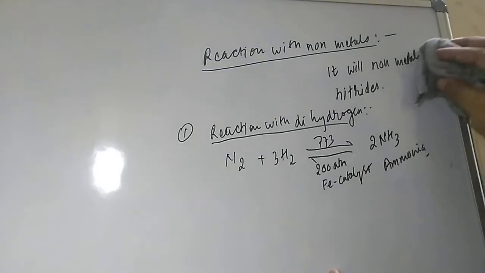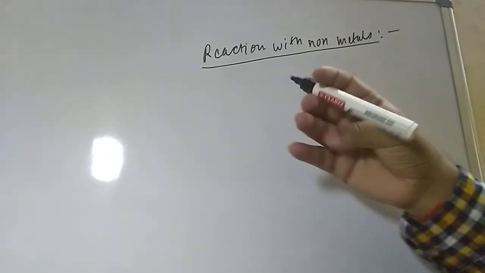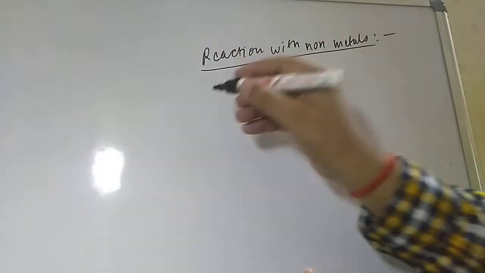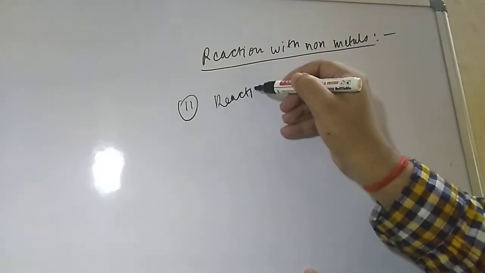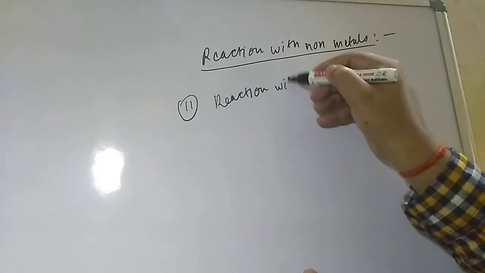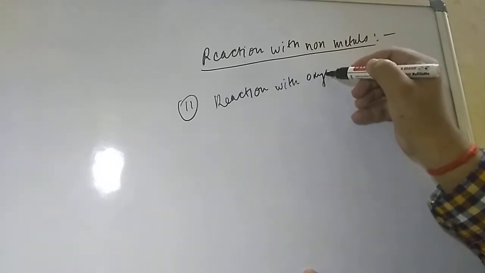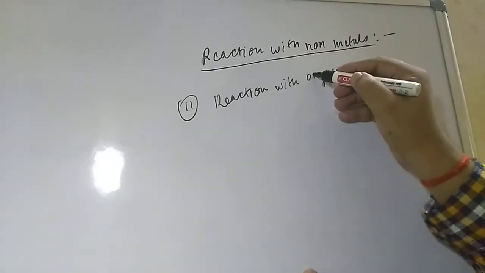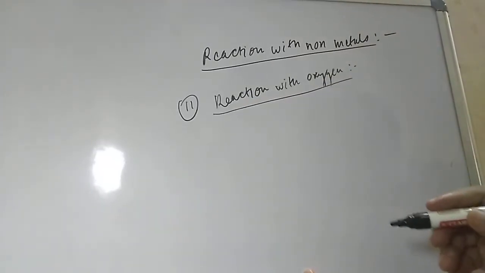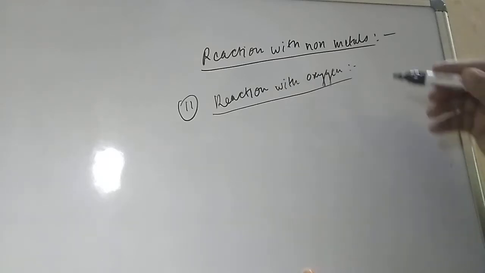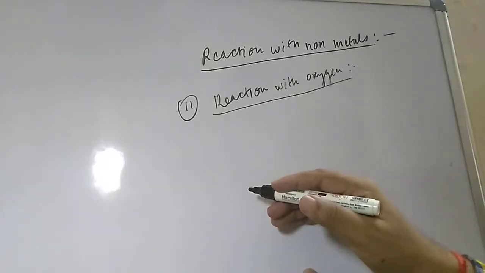Now let us see the reaction with some other non-metals. Reaction with dioxygen. The second property is reaction with oxygen. You can say dioxygen also, because oxygen exists in the form of a dimer. So what are these properties? It reacts at 2000 Kelvin.